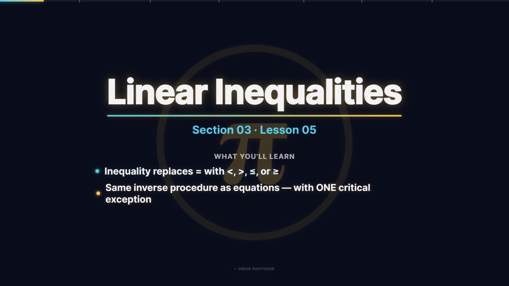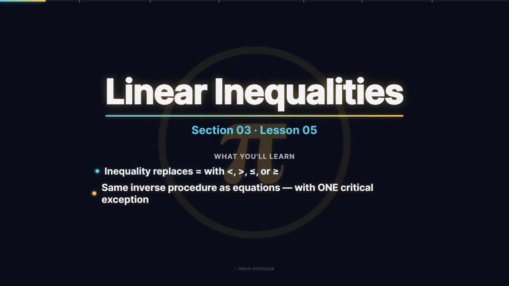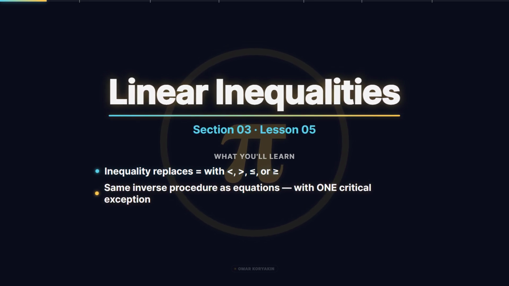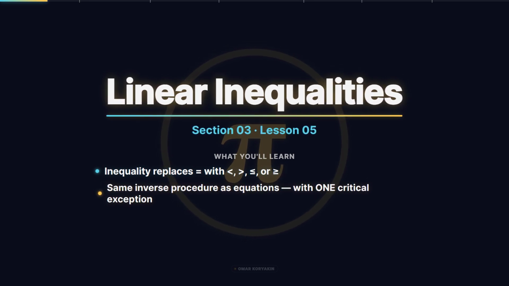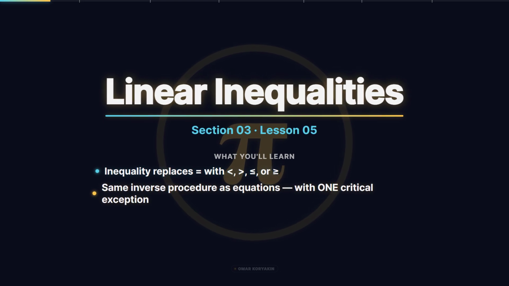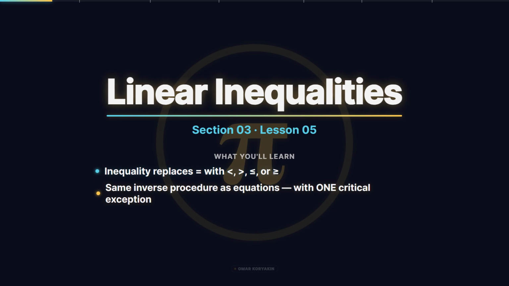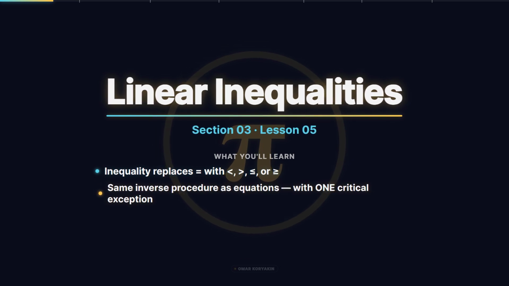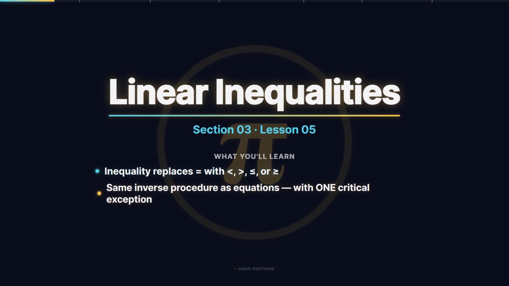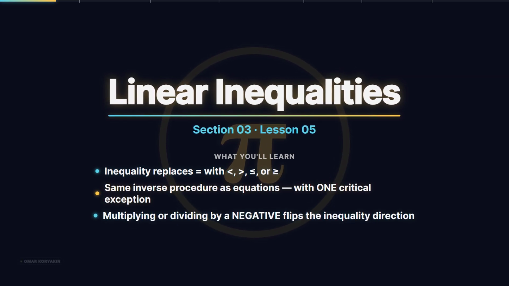The solving procedure follows almost exactly the same inverse operation workflow as for equations. Apply the inverse of any addition or subtraction first to both sides. Apply the inverse of any multiplication or division next to both sides. The reverse PMDS order from Lesson 2 carries over directly. The both sides discipline carries over directly.